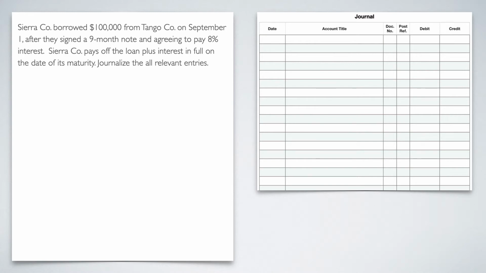All right, so here we are with a notes payable example. In this one, it says Sierra Company borrowed $100,000 from Tango Company on September 1st after they signed a 9-month note and agreed to pay 8% interest. Sierra paid off the loan plus the interest in full on the date of its maturity. Journalize all the relevant events. So again, we're going to do much like the notes receivable example that we did back in chapter 7.